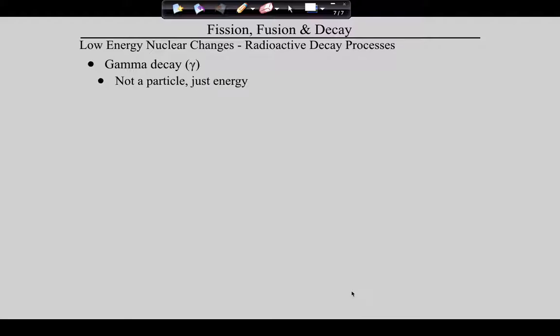So guys, gamma decay is interesting. It is not even a thing. It's energy. Guys, gamma radiation is not a particle. It's energy. You can think of it as being really, really high energy light. But because gamma radiation is not a particle, the nucleus of the atom does not change. The atomic number or the atomic mass does not change.